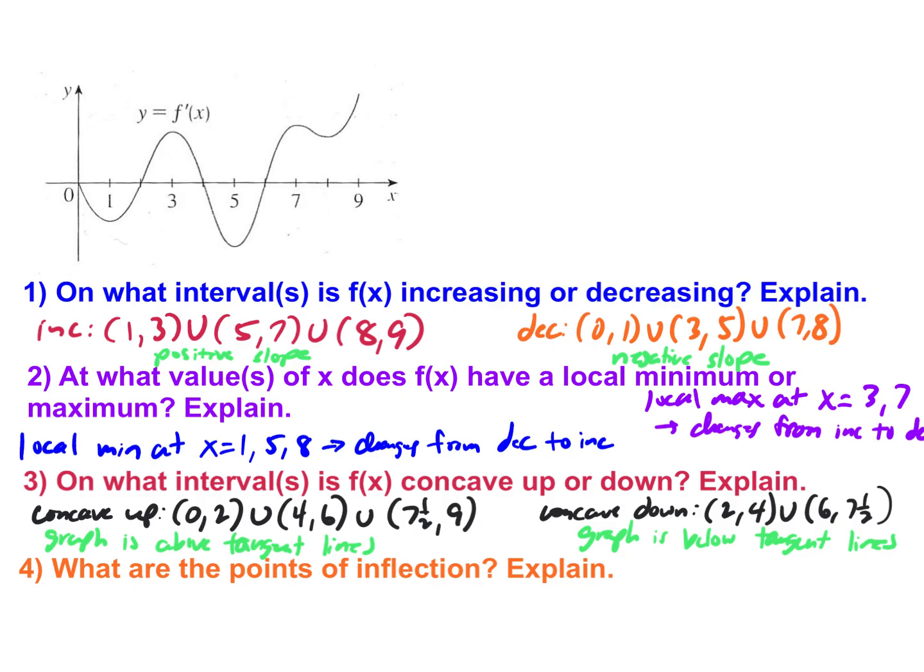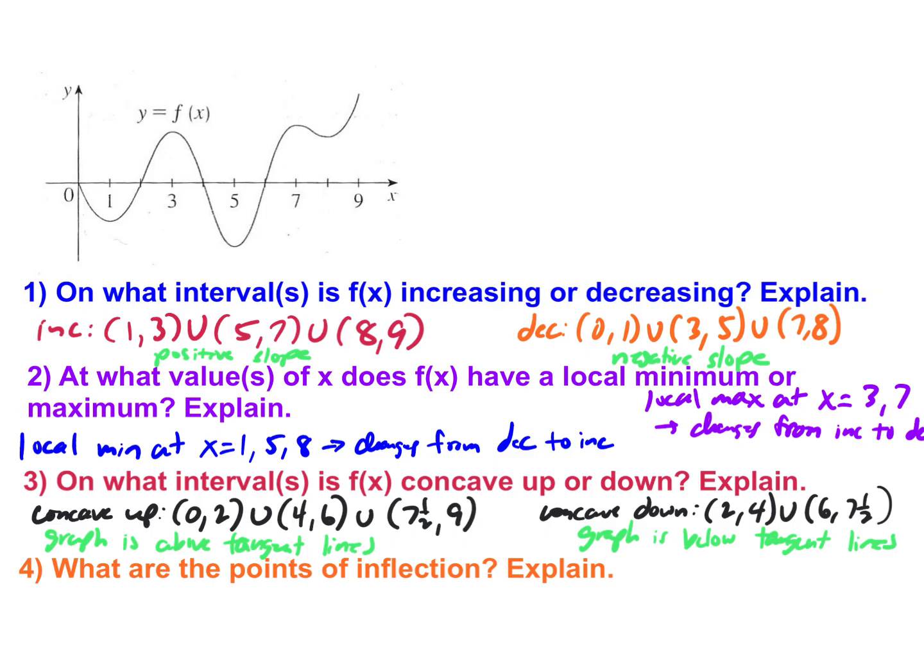So all we have to do is look at what x values have changes in concavity. And then we're going to eyeball and try to figure out where those y values are. Okay? Let's see, so where's one for sure? Where's definitely a point of inflection?